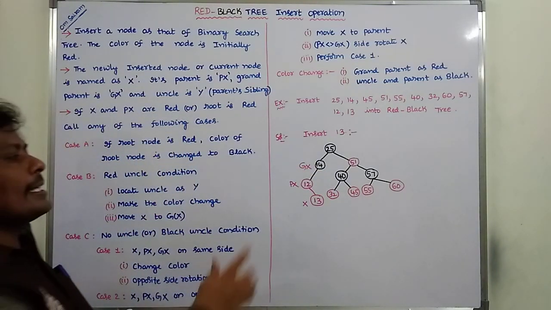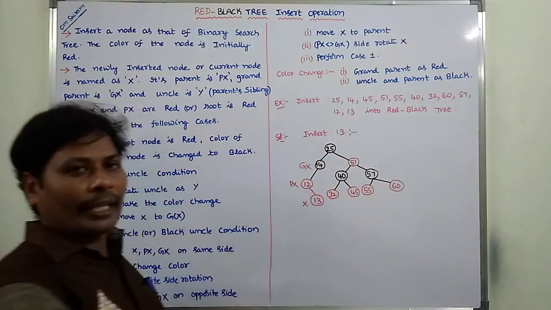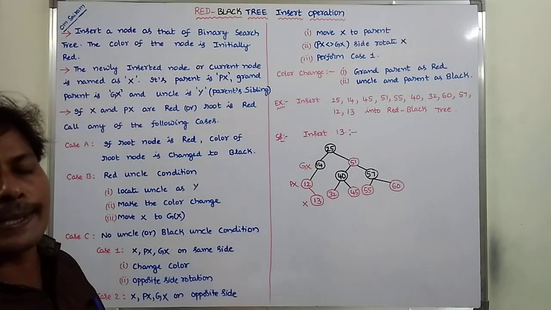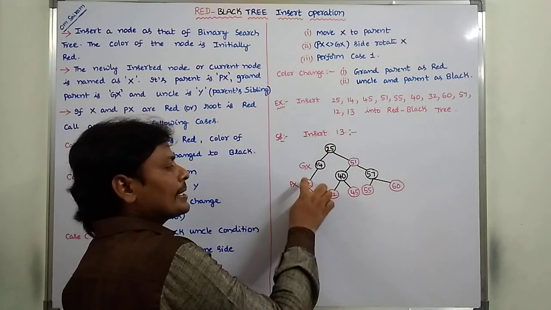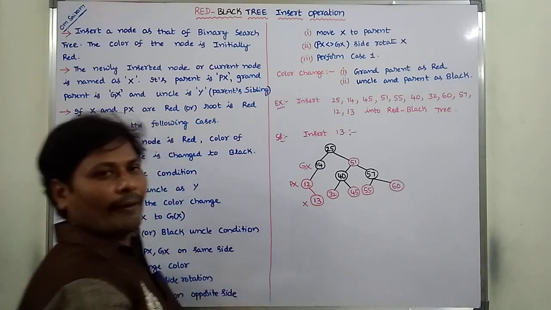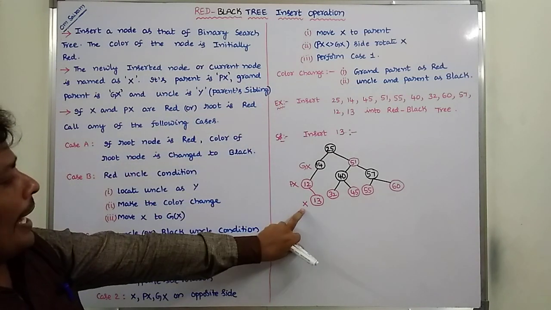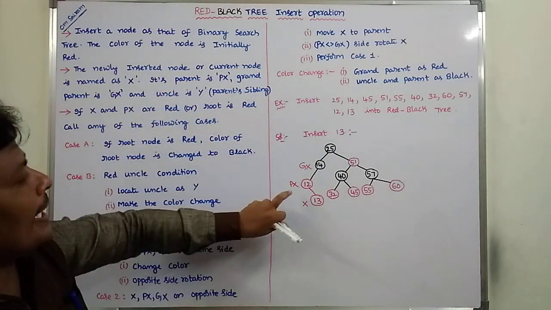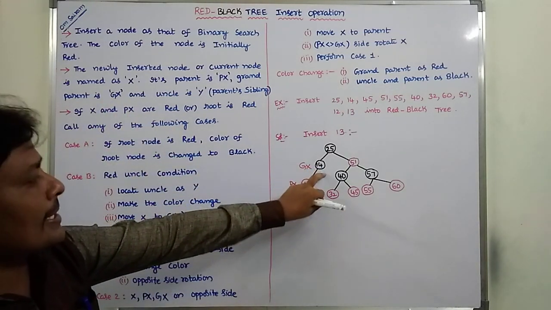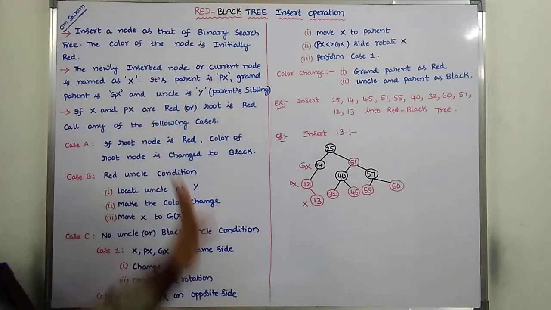Okay, now is this a red black tree or not? Root node is black node. Next, any two consecutive nodes are red nodes on a particular path? Now consider this path. There are two consecutive red nodes. Okay, now the newly inserted node is X, that is 13. Its parent is Px and its grandparent is Gx. Grandparent's son is not there, parent's sibling is not there, so uncle is not there.